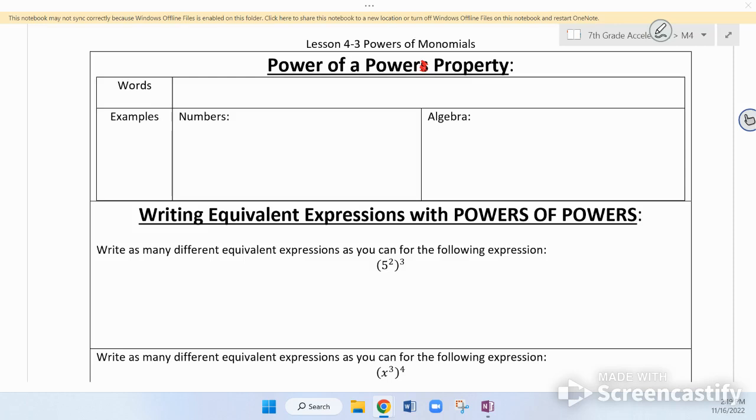Let's go. It's another law of exponents. We're doing lesson 4.3, powers of monomials. So first, we want to start off with power of a power. Sorry about the typo. Cross off that S. We're going to explore a little bit before we get started.